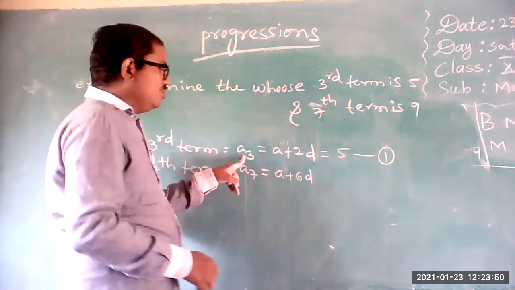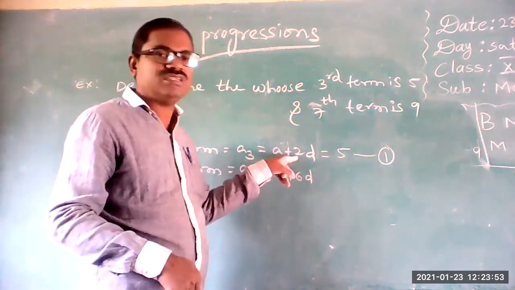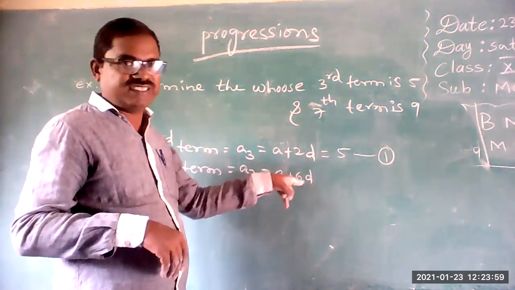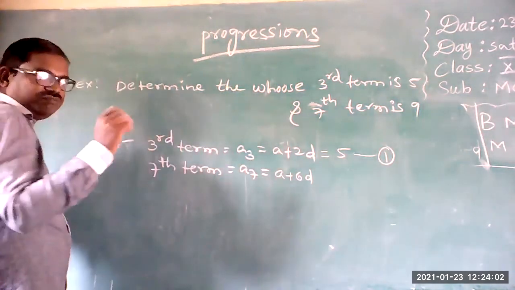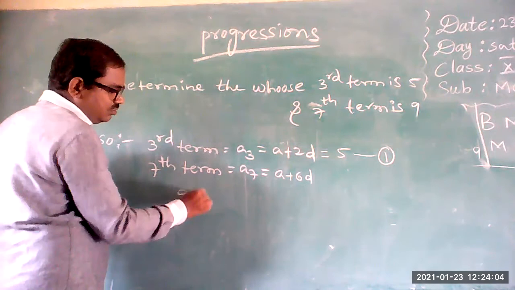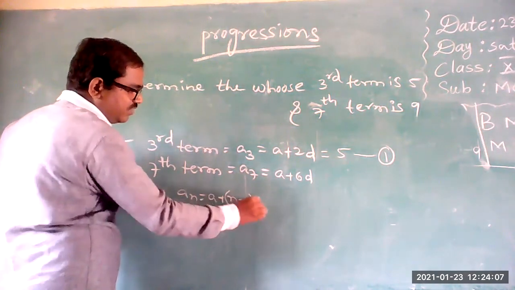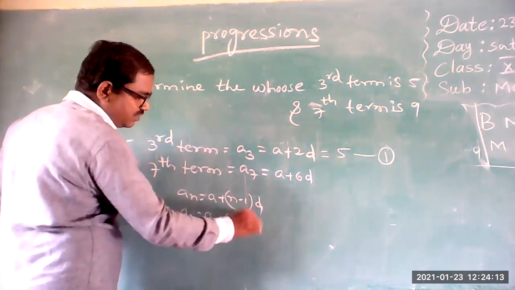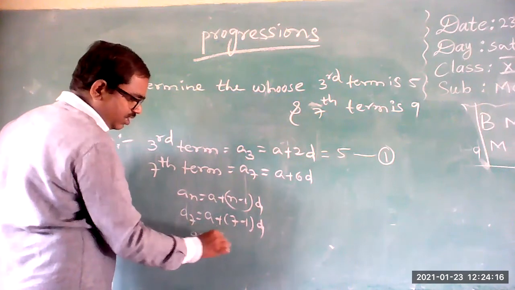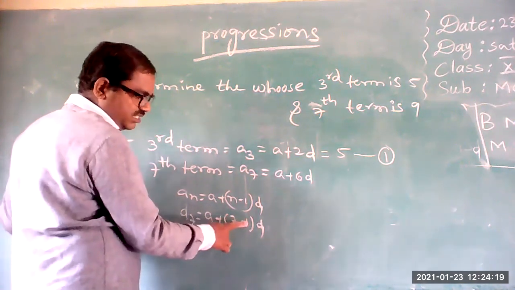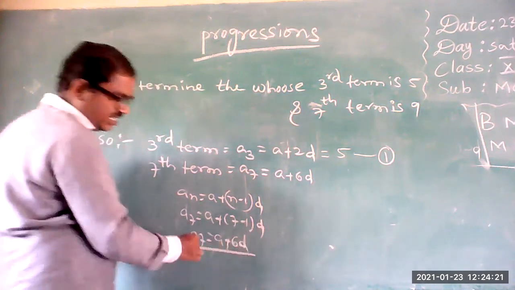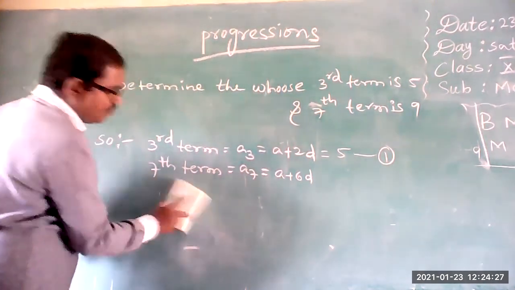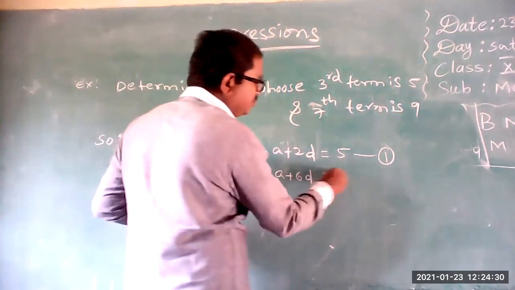So you observe that for the third term it is A plus 2D, and for the seventh term it is A plus 6D. This comes from the nth term of an AP, AN is equal to A plus n minus 1 into D. For example, for the seventh term, A7 is equal to A plus 7 minus 1 into D, which is A plus 6D. So A plus 6D is equal to 9.